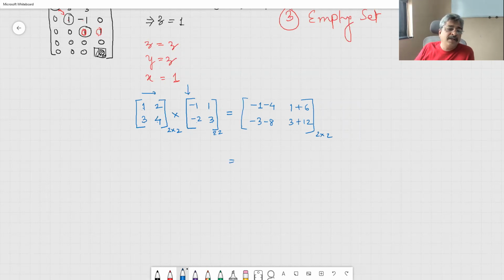So after multiplying these two matrices, you get minus 5, 7, minus 11, 15 as a product matrix. This is A multiplied by B is equal to AB. AB matrix looks like this. So 1, 2, 3, 4, minus 1, 1, minus 2, 3.